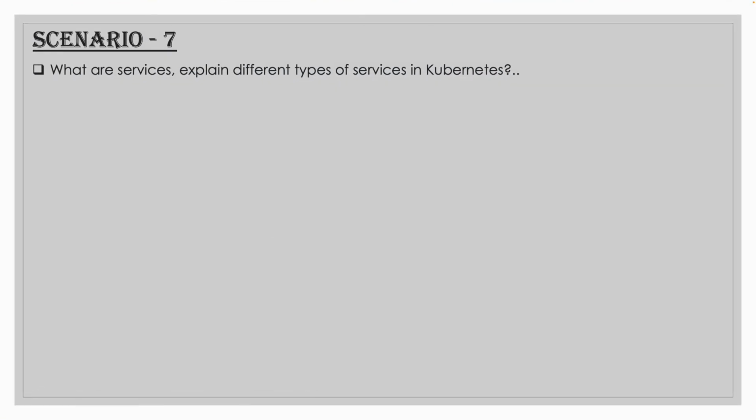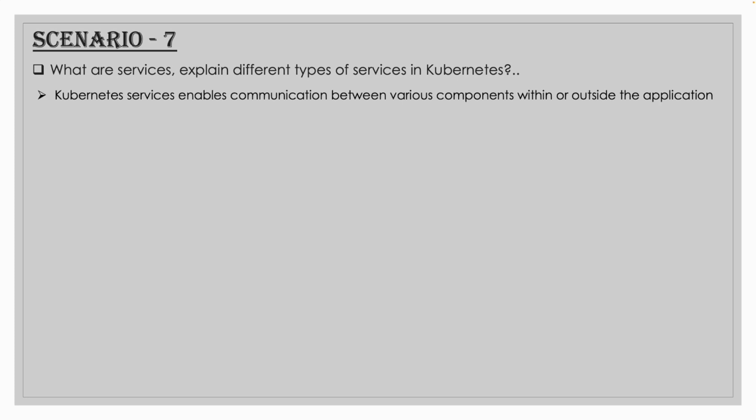What are the different services and what exactly is a service in Kubernetes? Now, a Kubernetes service enables communication between various components within or outside the application. For example, if you want to enable communication between two pods, you need to have a service object created. If you have a web server and you want to access that web server from internet, you need to have a service object created. So basically, a service will help you enable the communication between the Kubernetes pods.